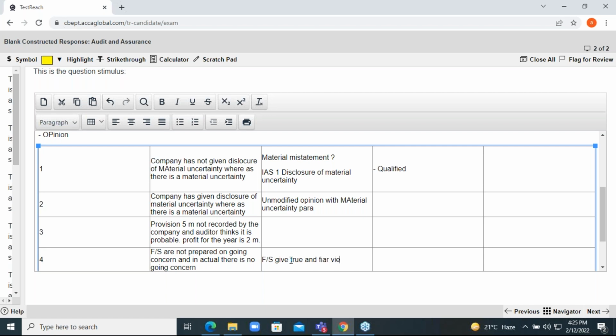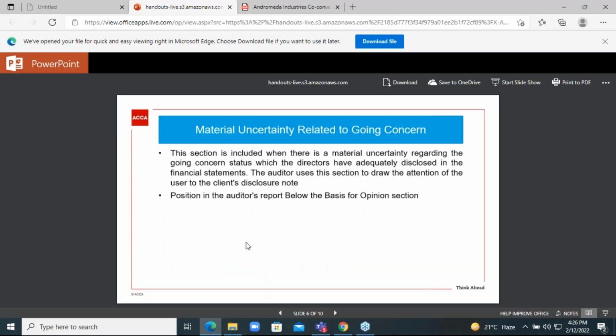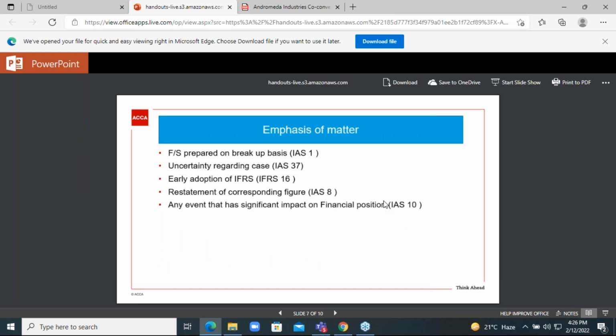Why? Because they are claiming, correct, that we are not a going concern. But with an emphasis of matter paragraph, the emphasis of matter paragraph is issued. Why? Because you can see in the emphasis of matter paragraph, the first option, financial statements prepared on breakup basis.